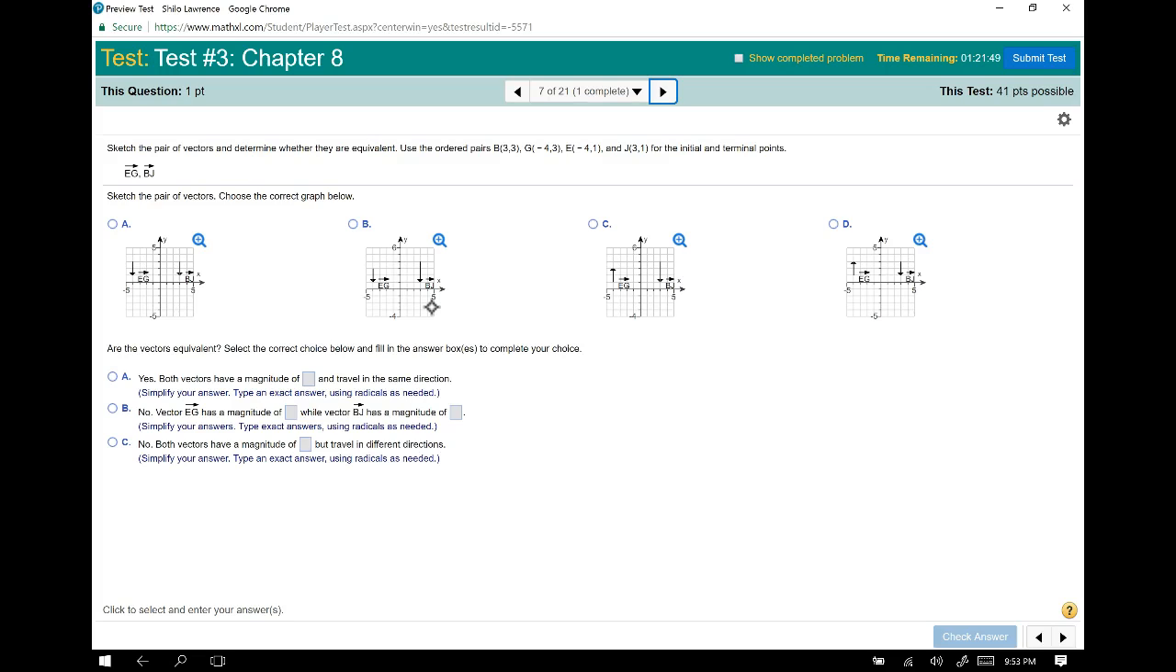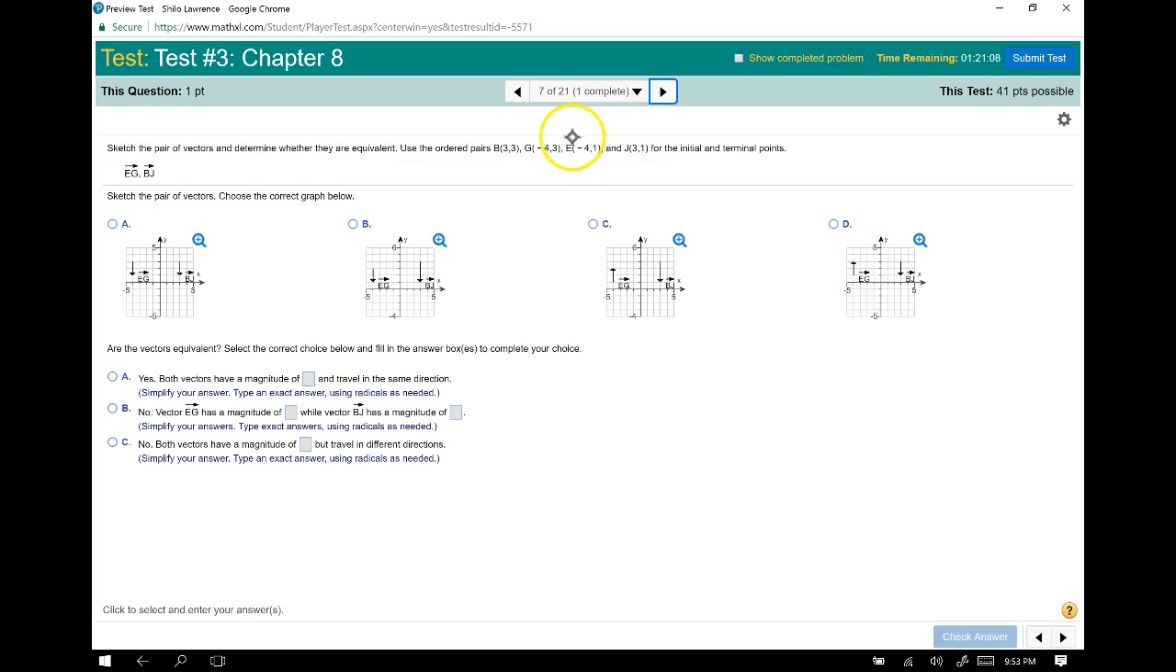Let's see. They have created the vector EG. The way that they name the vector tells you what point you're starting at and what point you're ending at. So they're starting at E and ending at G. So they've got one vector that's starting at negative 4, 1, and this has a vector starting at negative 4, 1. So automatically I can cross off A and B. And ending at negative 4, 3. So they both have them.